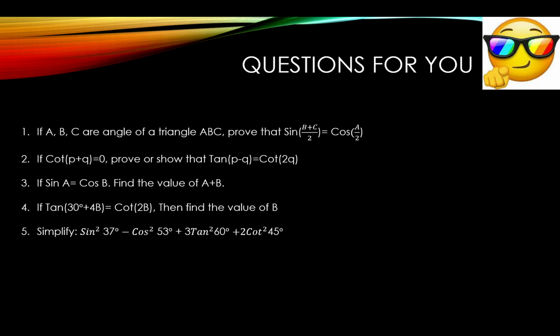Question number 5. Simplify. Sine squared 37 degrees minus cos squared 53 degrees plus 3 tan squared 60 degrees plus 2 cot squared 45 degrees. You can of course pause the video for 5 to 10 minutes, work out your answers, and then see the answers, which I'm going to give you in a second.